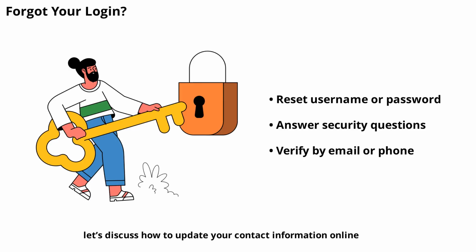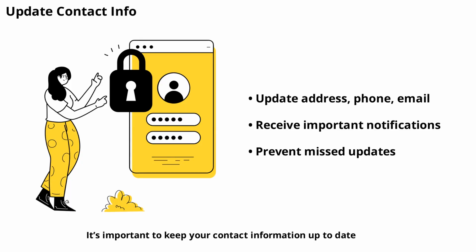Now, let's discuss how to update your contact information online. It's important to keep your contact information up to date. If you move or change your phone number or email, update it in your My Social Security account. This ensures you receive important notifications about your application. Log in, go to your profile, and edit your contact details as needed. Keeping your information current helps prevent missed updates or delays.